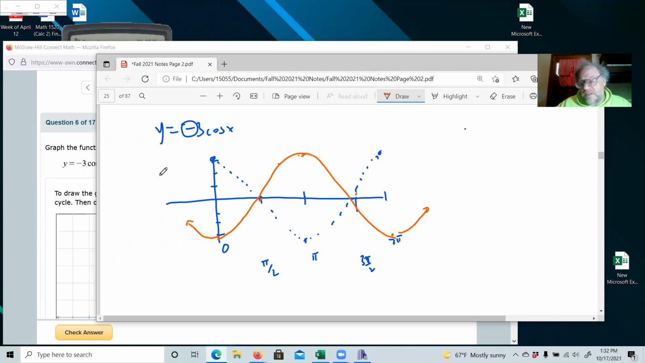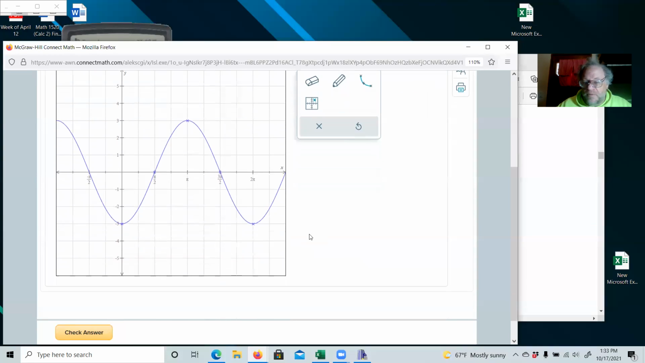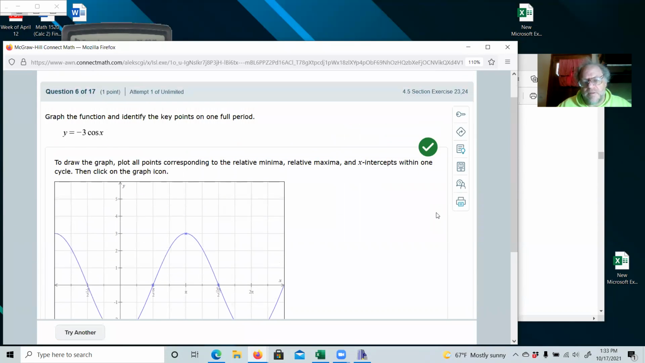Okay, so let's see if we can do it this way instead. So grab our pen. We go from here, pi over 2, we're at 0. At pi, we are at -3. 3 pi over 2, we're back at 0. And then 2 pi, we are back at -3 here. Okay, put that in there. Okay, and we'll hope for the best. All right, there we're happy. Good.